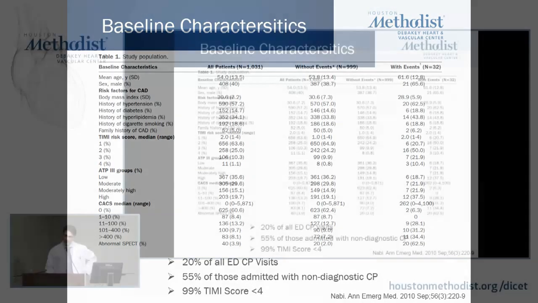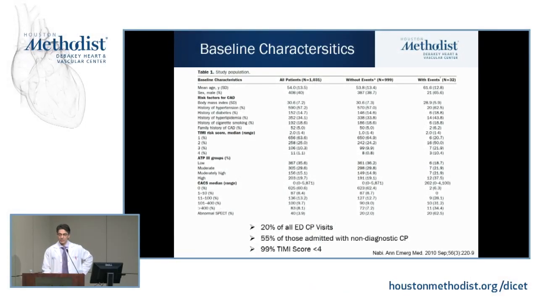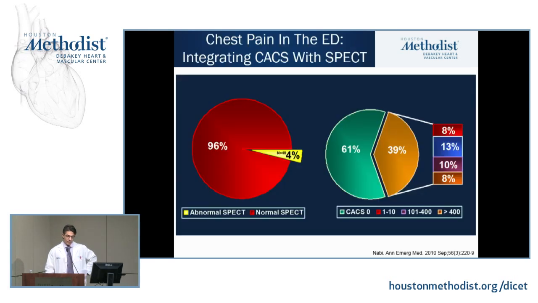And again, same low to intermediate risk patients with normal EKGs and negative cardiac enzymes. What we found was that in the SPECT population, as has been shown in numerous other studies, more than 96% of studies were normal, whereas there was only a 4% abnormalcy rate. And again in this study, remember in our last study, it was a 50% calcium score 0. Here in this study, 61% of patients had a calcium score of 0.